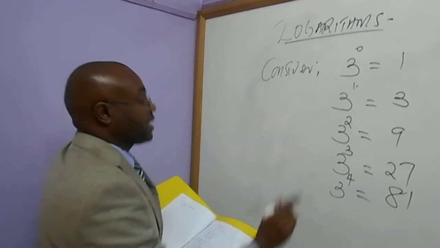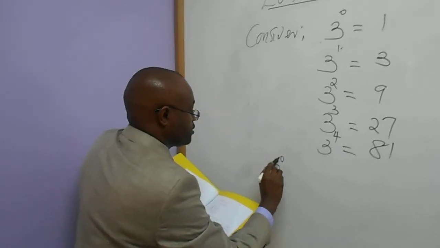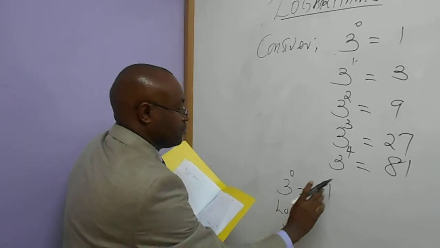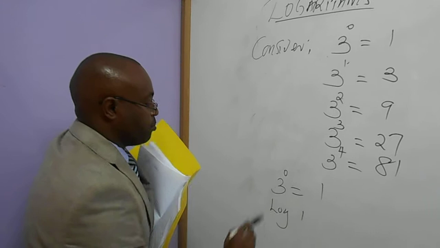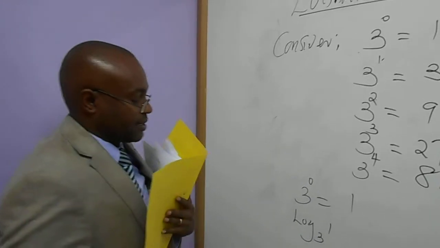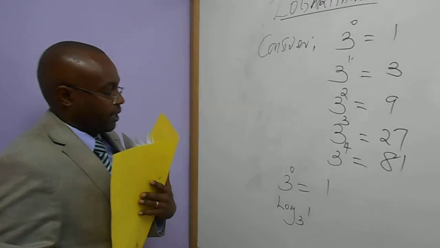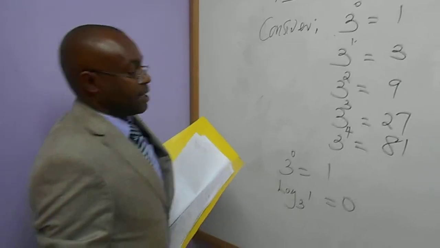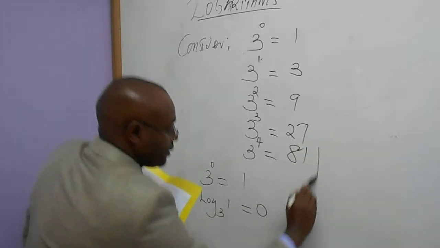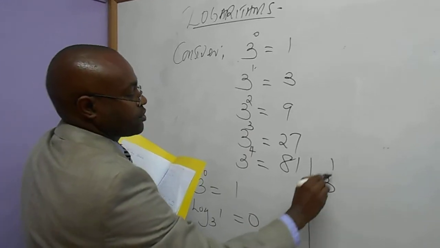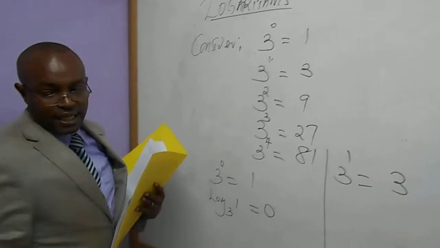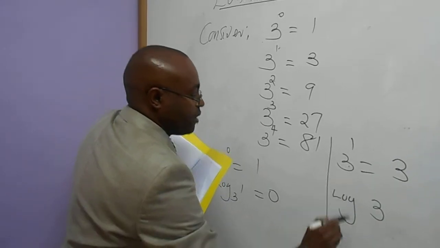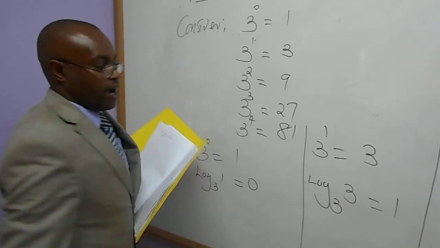If, for instance, we take the first one, 3 raised to 0 is 1. We are saying that the logarithm of 1 to base 3, which is written slightly below the log, is equal to 0. We can take another example, 3 raised to 1 is equal to 3. So what are we saying? That the logarithm of 3 to base 3 is equal to 1.